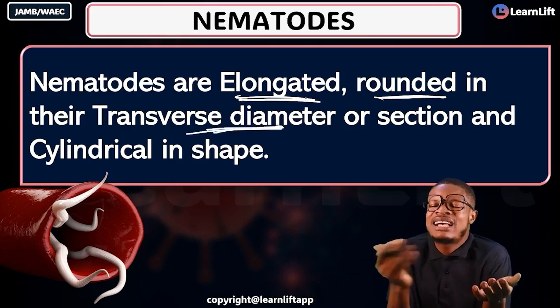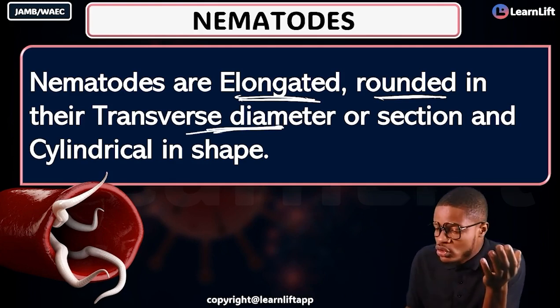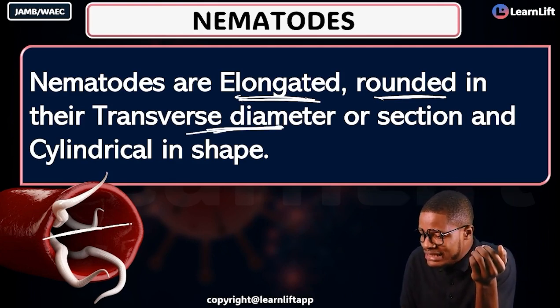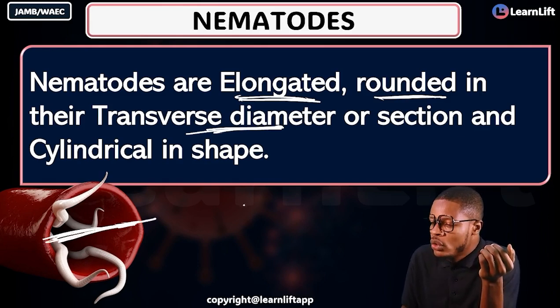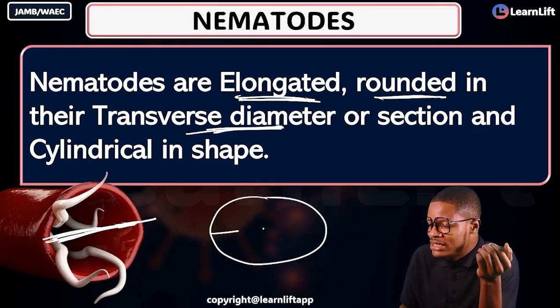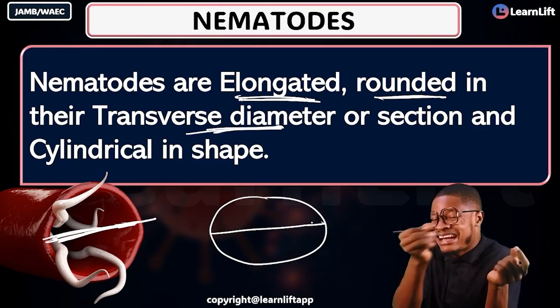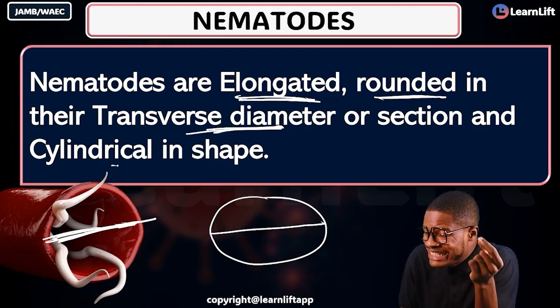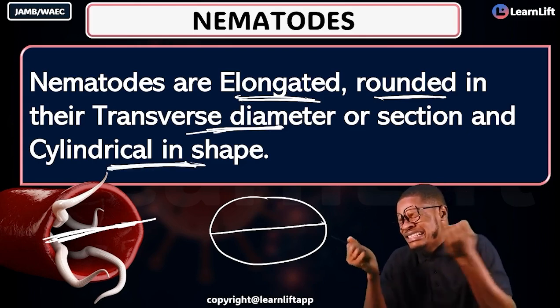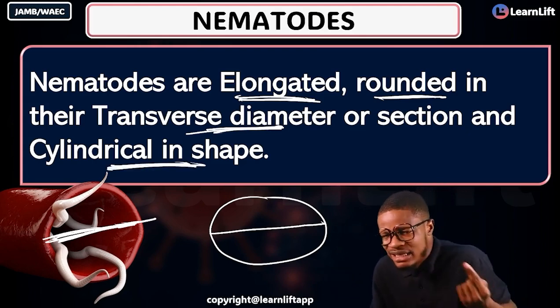So their transverse diameter or their transverse section, you can see from here like this down to this point. This is the transverse diameter, right? So it's just like something is round like this. They are round in their transverse diameter or section. And number 3, they are cylindrical in shape.